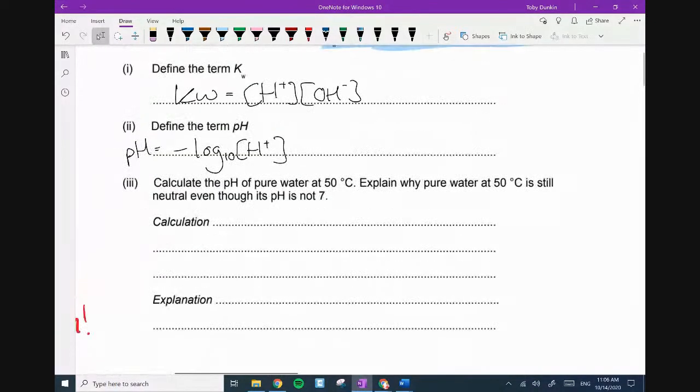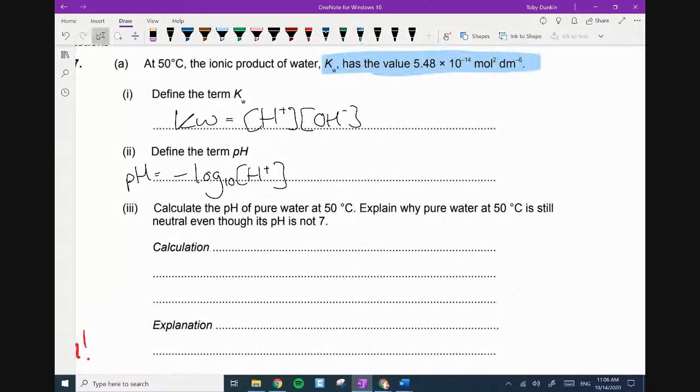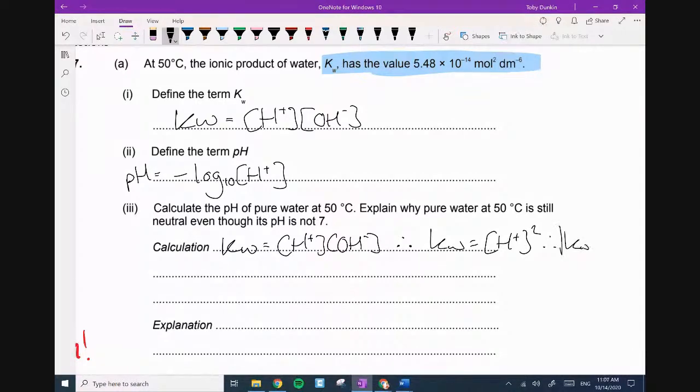Okay, so let's run it. kW equals H plus concentration times by OH minus concentration. Therefore, kW equals H plus squared. Right, I can go therefore root kW will give me H plus concentration. Right, input my values. So root 5.48 times 10 to the minus 14 gives me H plus concentration.